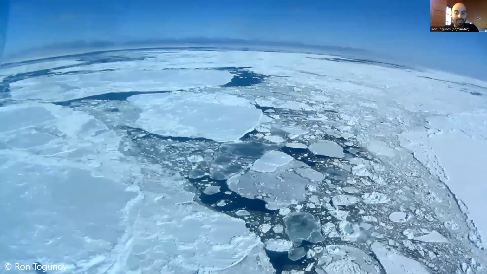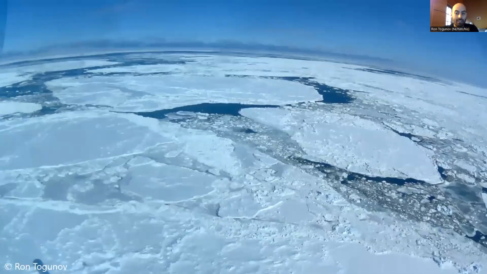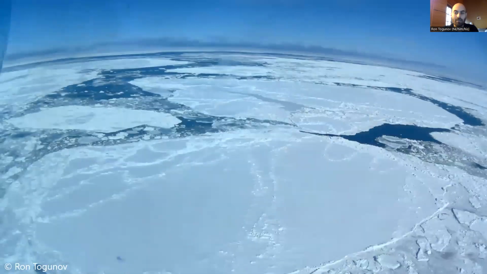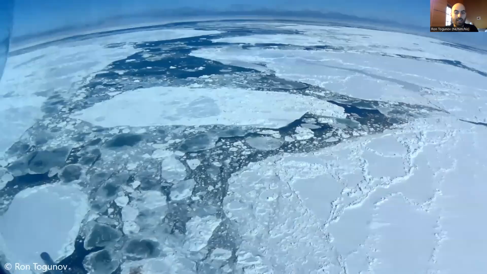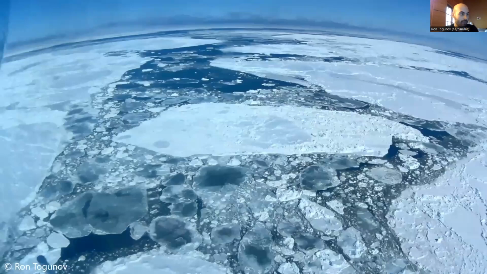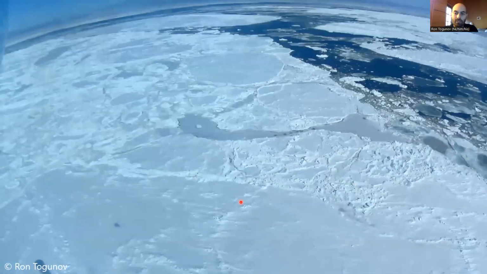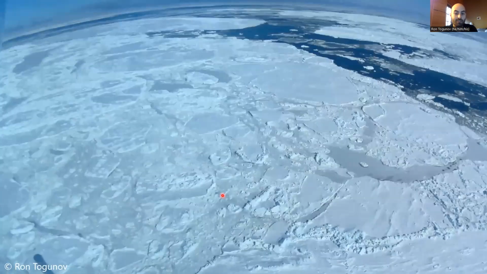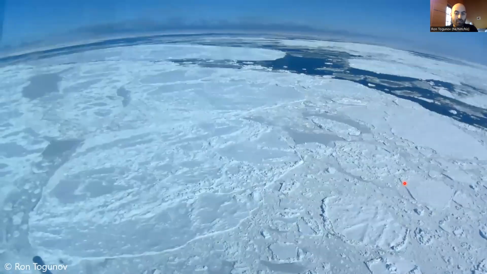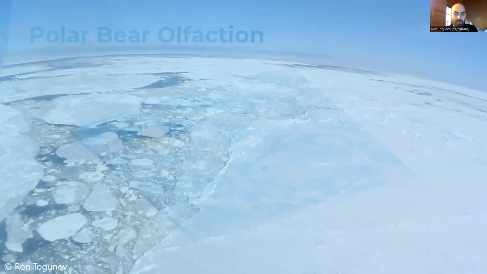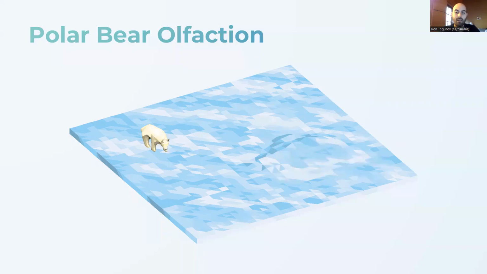Polar bears' sea ice habitat is vast, complex, and dynamic, and makes visual search alone inadequate for locating prey. For example, these pressure ridges can account for up to 40% of sea ice volume and have a mean height of 2 meters, creating significant visual barriers. Therefore, polar bears rely greatly on their sense of smell, or olfaction, to locate prey.